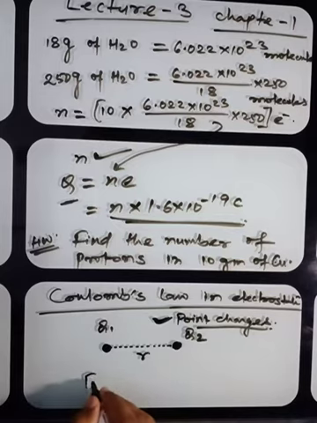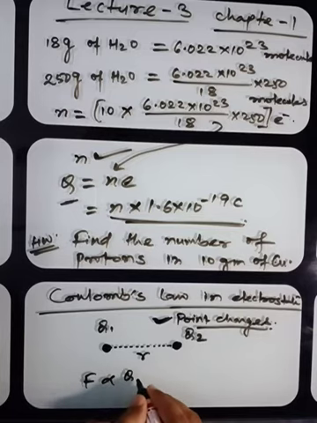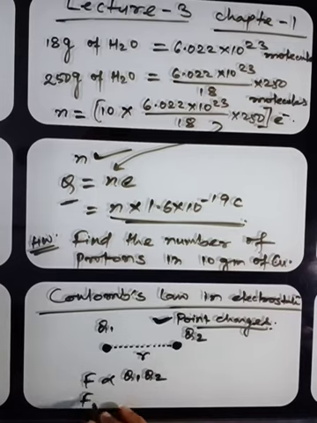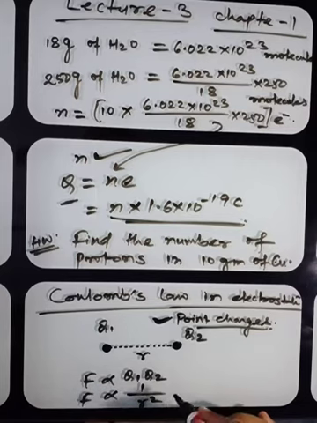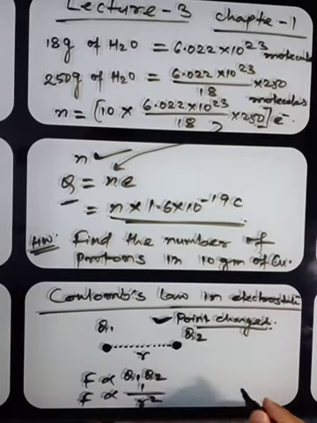So the force of attraction or repulsion is directly proportional to the product of charges, and it is inversely proportional to the square of separation between the two charges. Since it is inversely proportional to the square of separation, it is also called the inverse square law. You can write this in your notebook as a statement also.